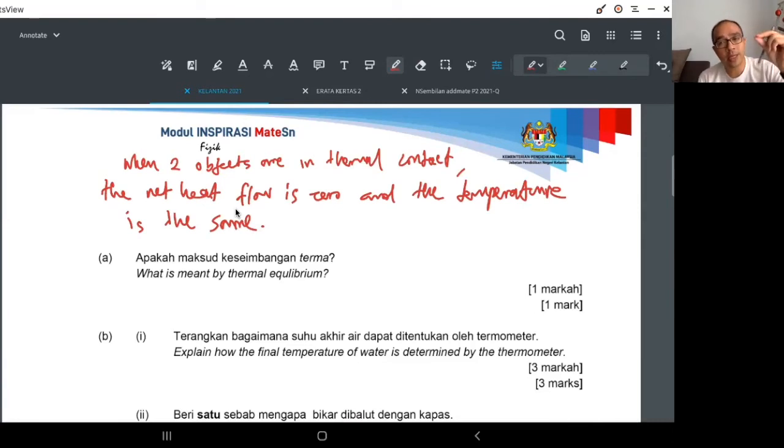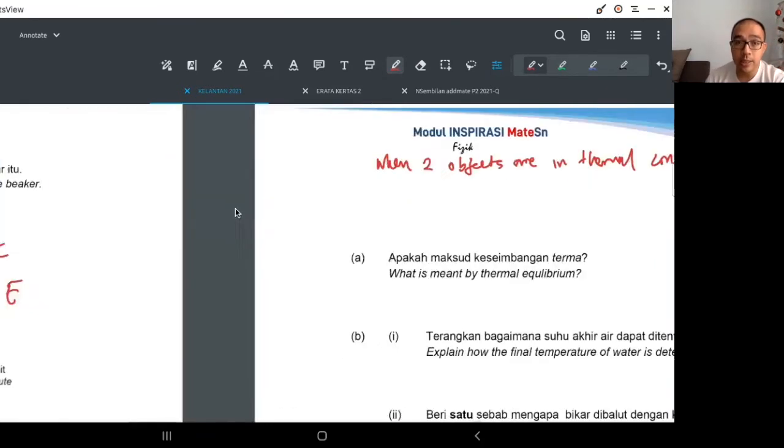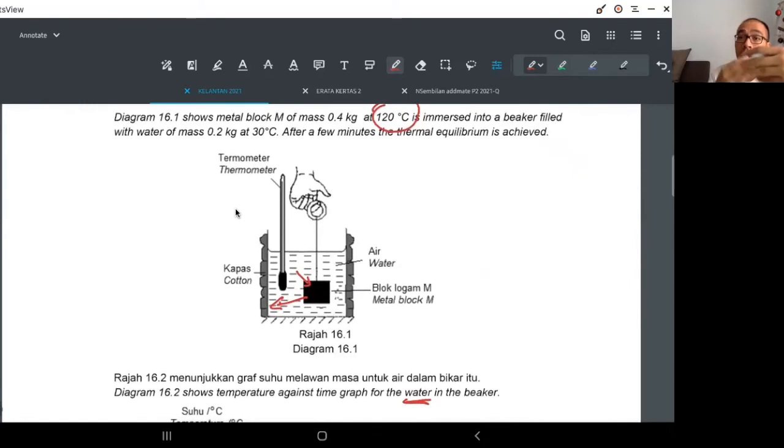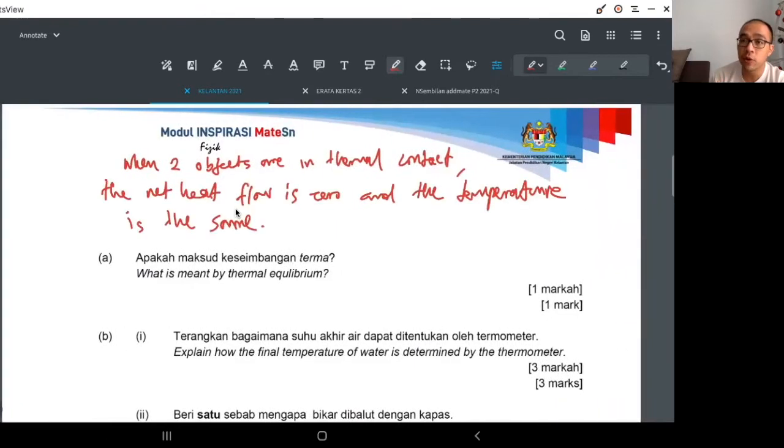So you have two objects that are touching, in thermal contact. For example, in this case, it will be the block and the water. The block and the water are actually touching each other, but the net heat flow is 0, and the temperature is the same. They've already achieved the same temperature. That is a situation where we call them in thermal equilibrium. Two objects are in thermal contact, the net heat flow is 0 and the temperature is the same.